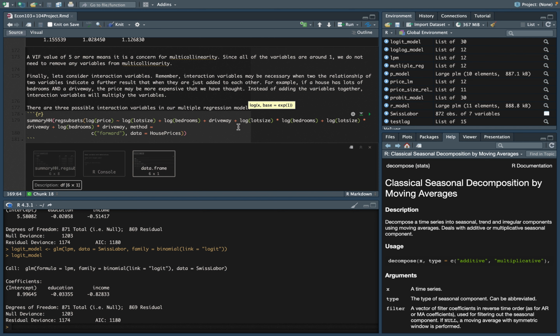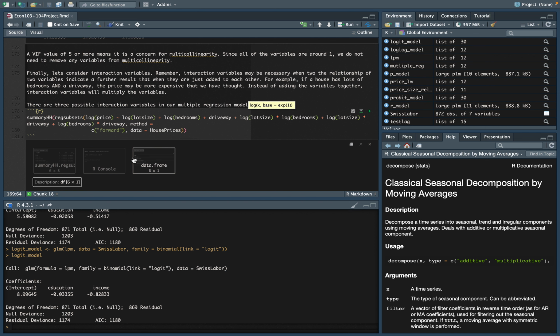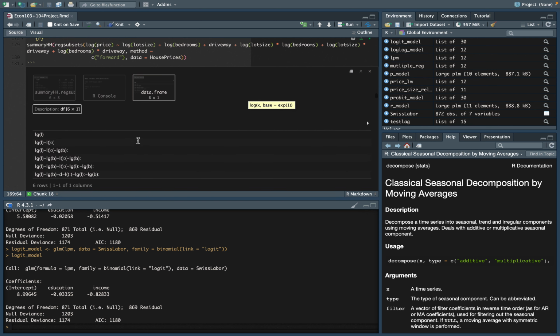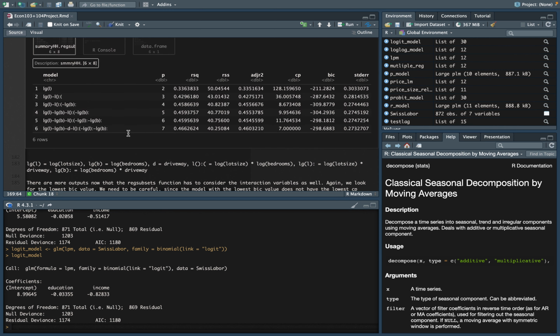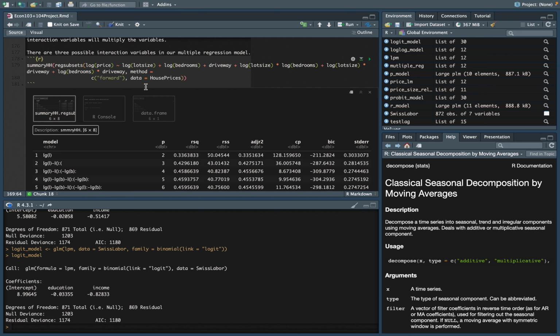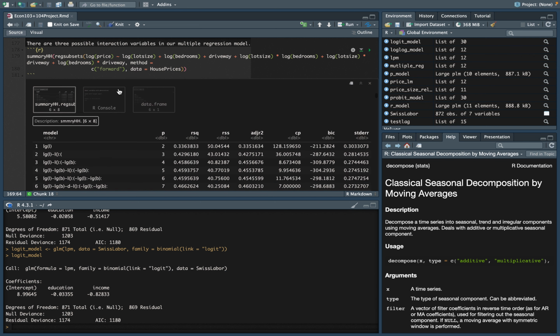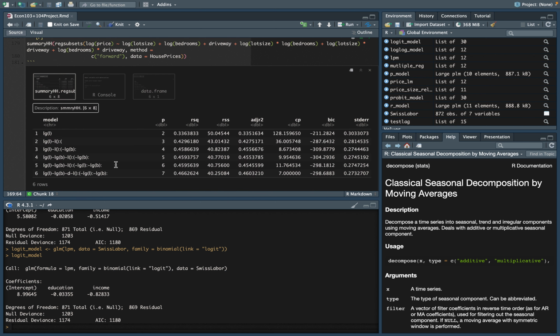So what I did here is I've multiplied the log of lot size times the logarithm of bedrooms, as well as the logarithm of lot size times the driveway, and then log of bedrooms times the driveway. Lot size times driveway, and then bedrooms times driveway. So when I use a summary HH function for all of these, we get 6 different results of some of these variables being omitted. Basically what this function is doing is testing all of these possibilities of which independent variables are necessary, including the interaction variables.